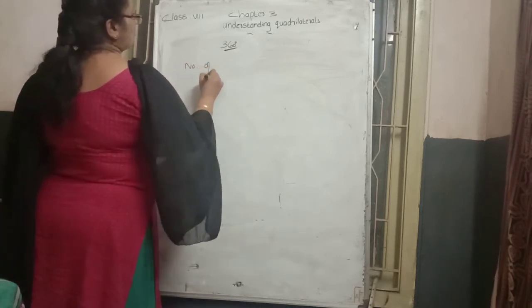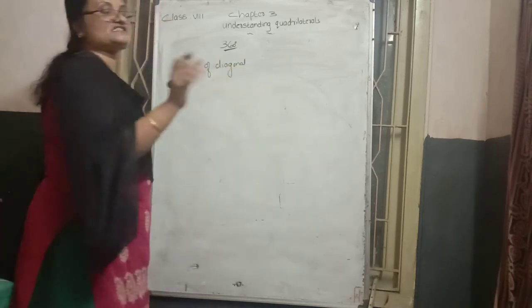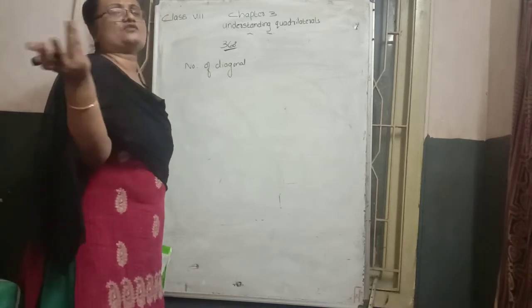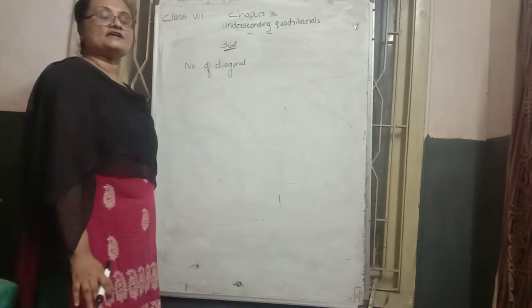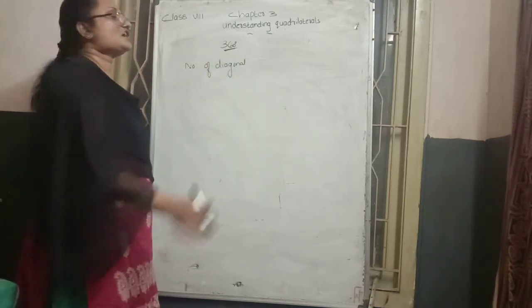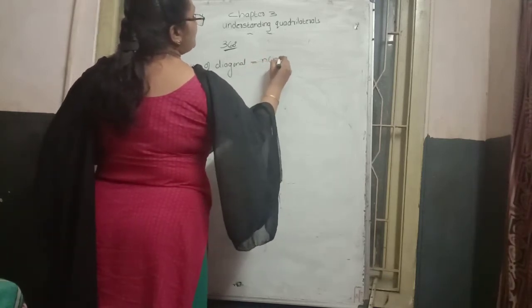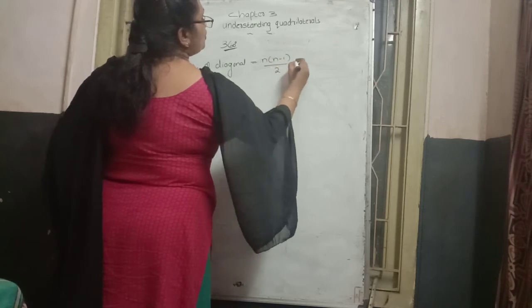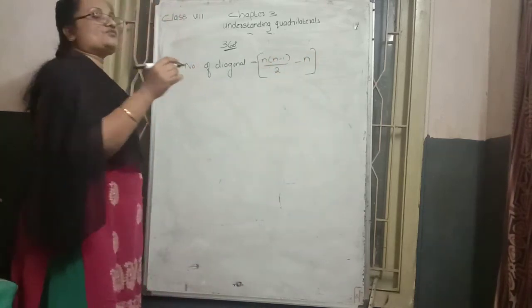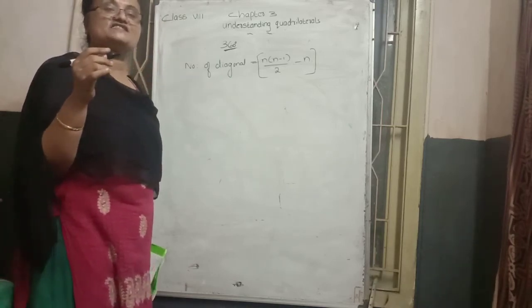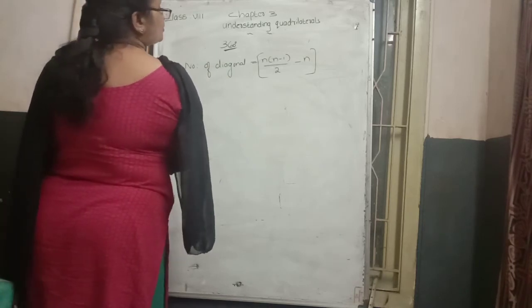Next is a formula for finding the number of diagonals. Suppose the number of sides is n, which can be 3 or 4 or 5 or any number; we want to find how many diagonals that diagram has. The formula is n(n minus 1) divided by 2, minus n, which gives the number of diagonals when the number of sides is n. Related to this one, we can solve 1 or 2 questions.